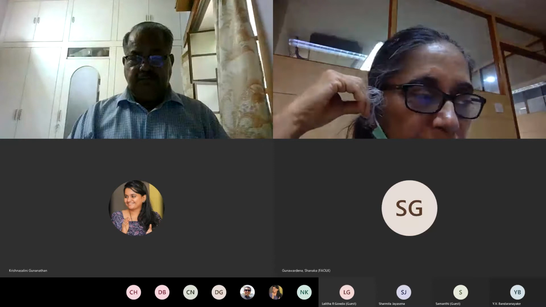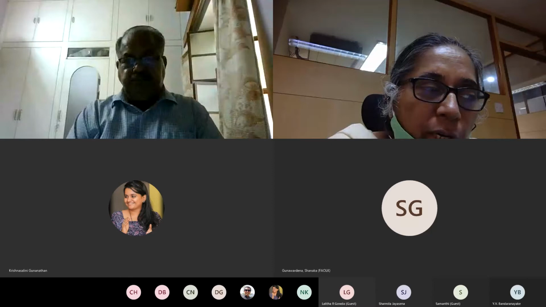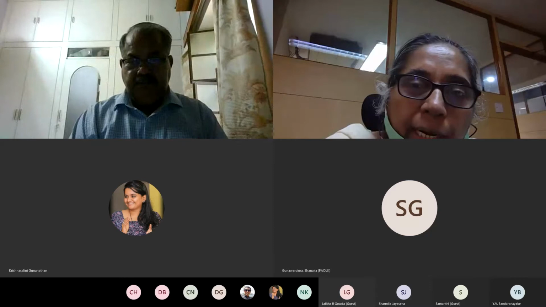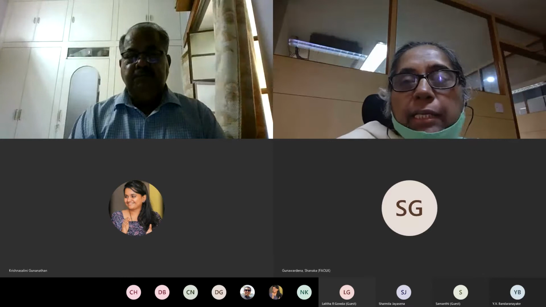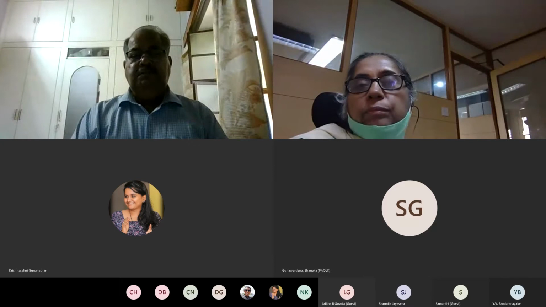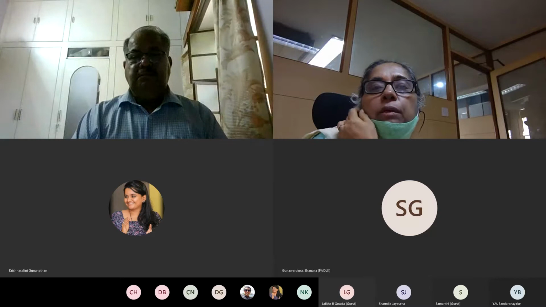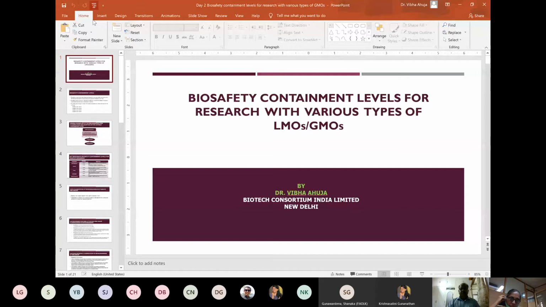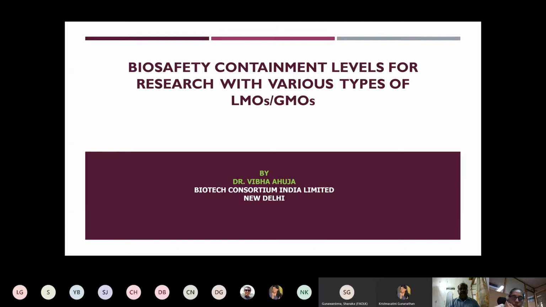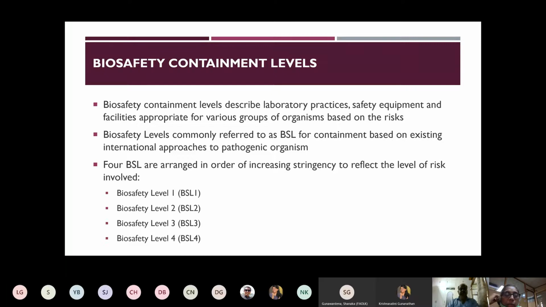Building on what we did yesterday, today we will start with how to identify the biosafety containment level and what exactly the containment levels are for various types of organisms. I will just share my slides in that context. So, what exactly is a biosafety containment level? Biosafety containment levels describe the laboratory practices, safety equipment, and facilities appropriate for various groups of organisms based on the risks, which we understood yesterday. These laboratory practices will be explained by our esteemed experts.